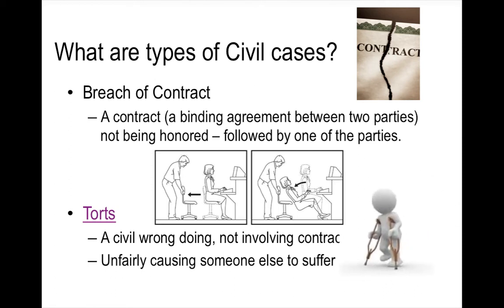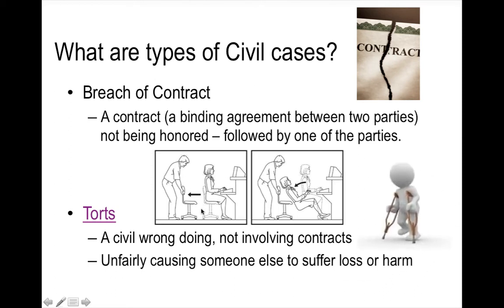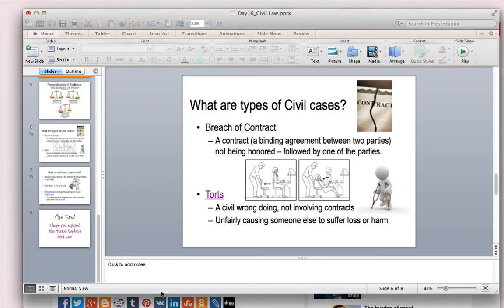Okay? In this picture, we see the gentleman. He is pulling the office chair out from under this wonderful lady. She's falling back, and she might hurt her back. She might even break her back if she falls hard enough. And that is a civil wrongdoing. He is unfairly causing her to suffer harm. All right? So here's another video that explains torts.